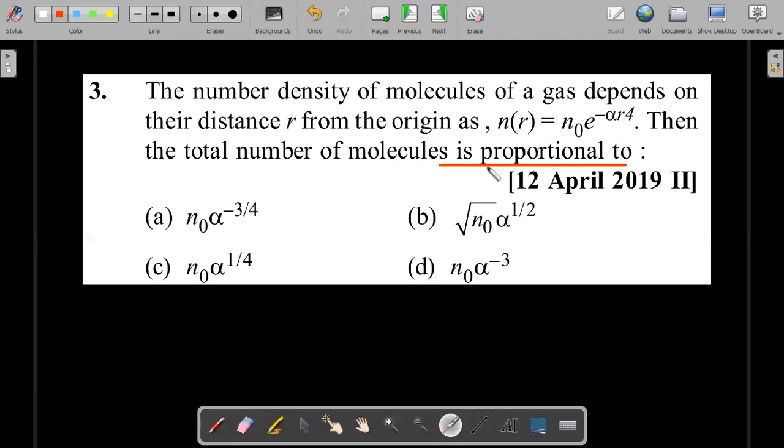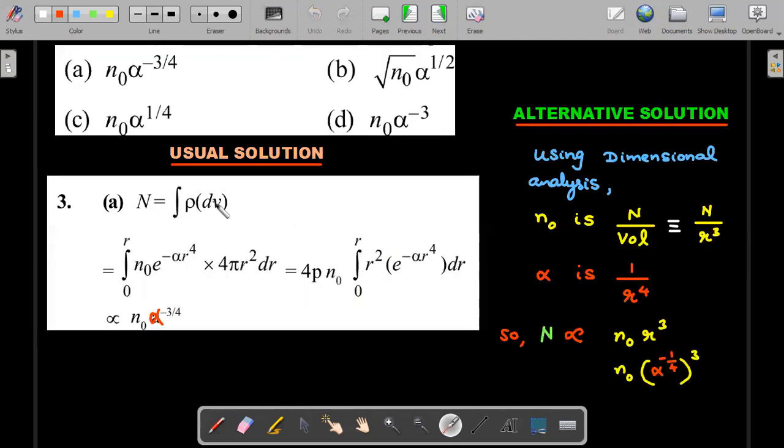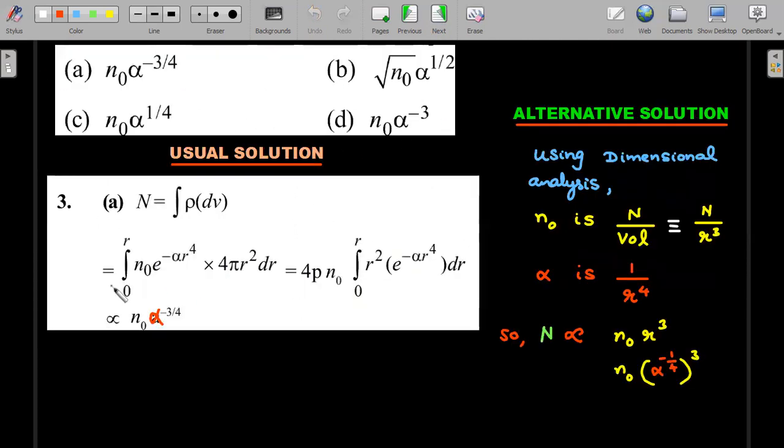The important part is the "proportional to". He's not asking you to integrate and get to the value. That is where you should have caught the pulse of the question. The usual solution is on the left hand side. I have pasted the options on the top for our convenience. The usual solution that you see in the textbooks would be this.